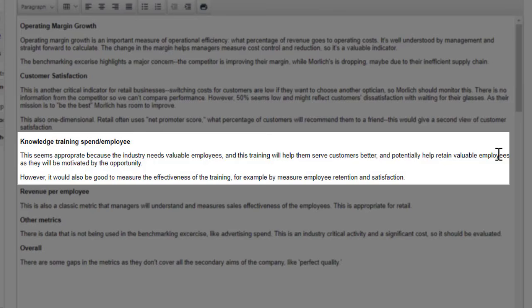However, it would also be good to measure the effectiveness of the training, for example, by measuring employee retention and satisfaction. Guys, I'm happy with my answer. I am evaluating, again, expressing some judgment. I'm developing my ideas further. Using linking words like however is a great way to force yourself to develop ideas further.